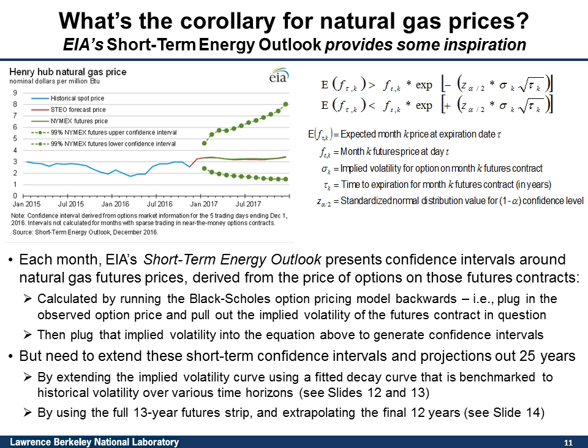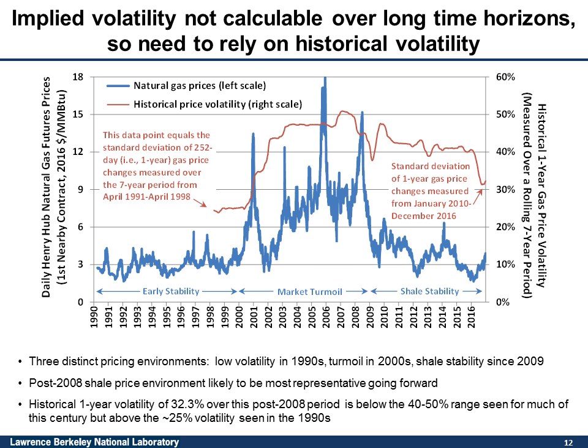Now, the EIA only calculates these confidence intervals going out a few years at most, and this is because their use of implied volatility requires a liquid options market, which just doesn't exist out beyond a few years. Because I want to extend these confidence intervals out further for as long as 25 years, I need to therefore rely on historical rather than implied volatility. And so here we see the daily price history of natural gas futures contracts going back to 1990, along with a rolling 7-year estimate of 1-year price volatility.